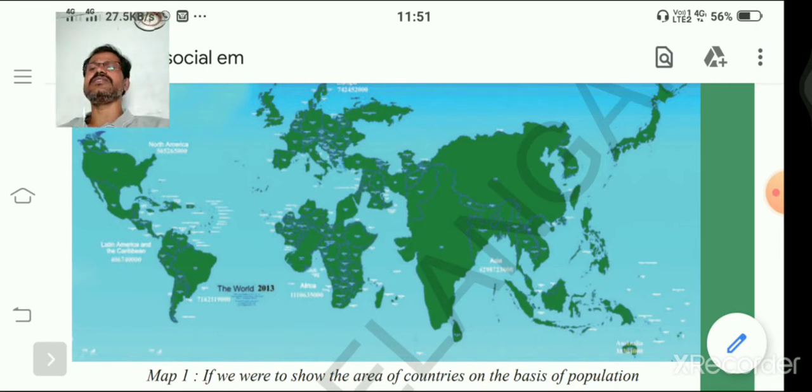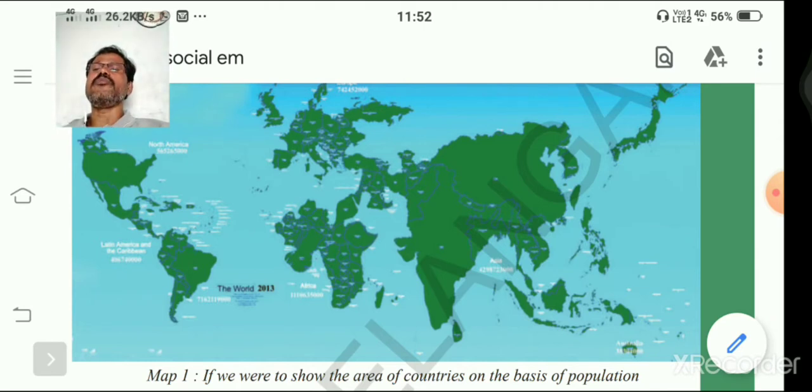China is first in population size. It stands first in population, so it is shown very large. The next place comes to India, so it is also shown somewhat large. So this is the map in which the areas of the countries are shown according to the population of those countries.